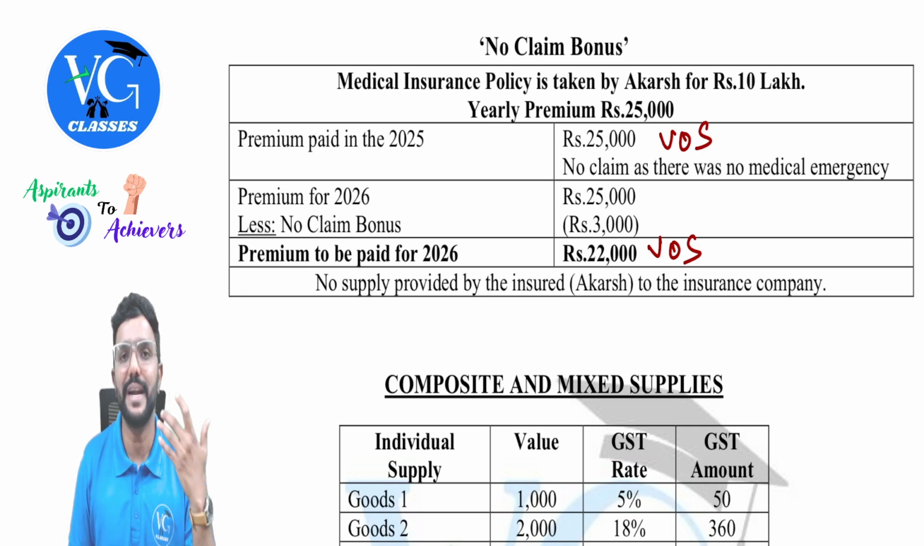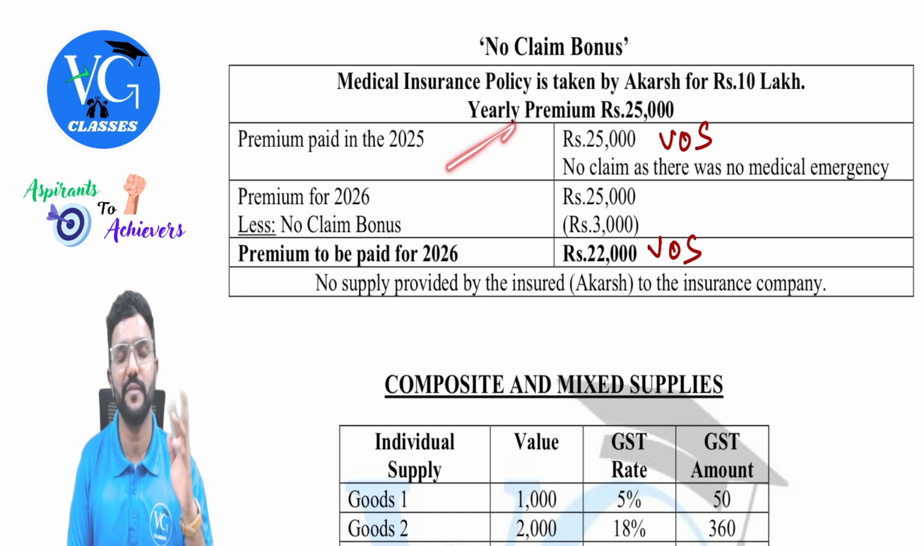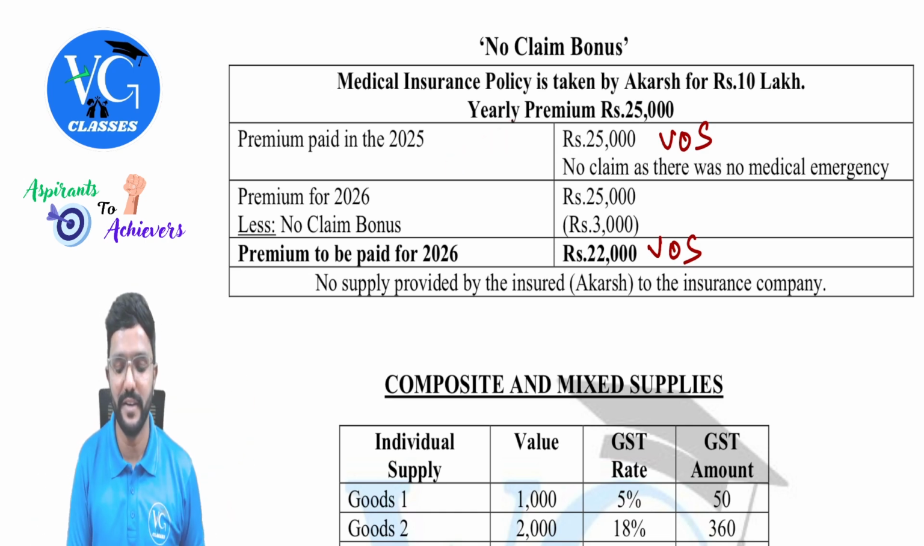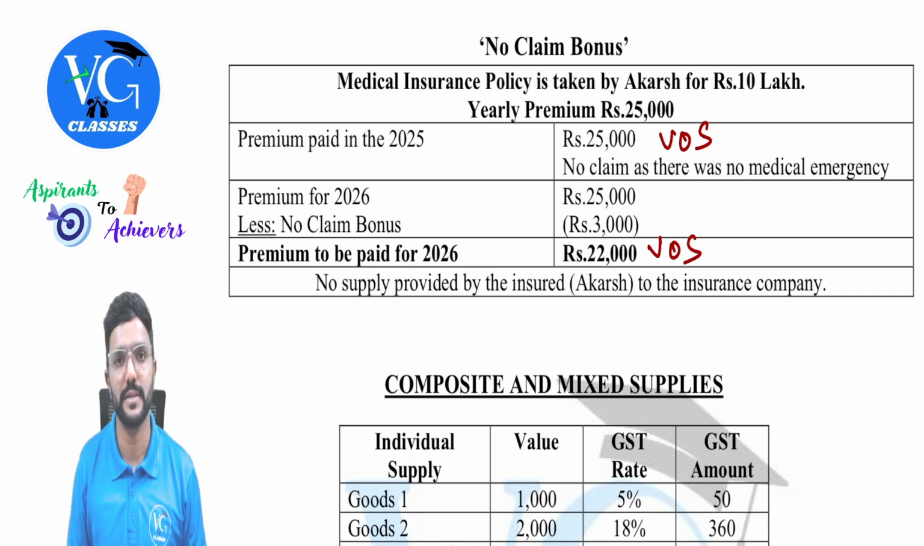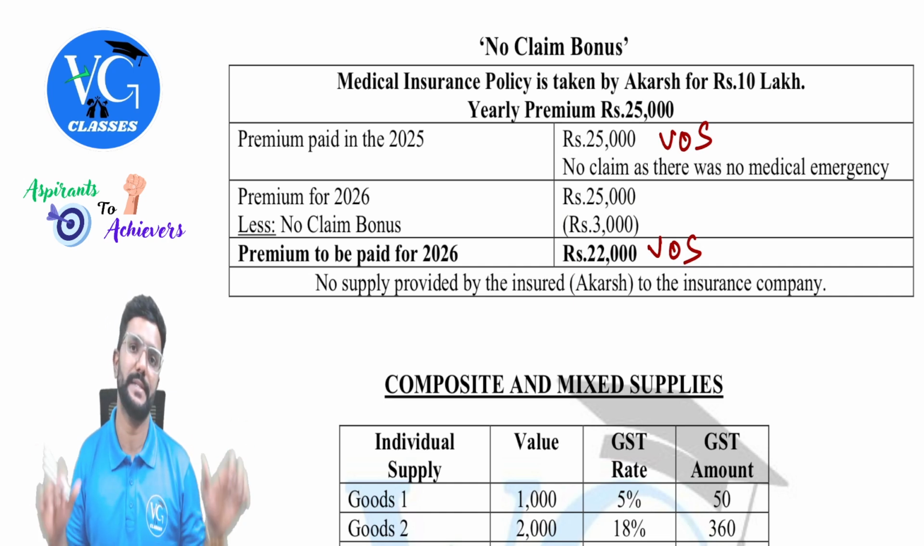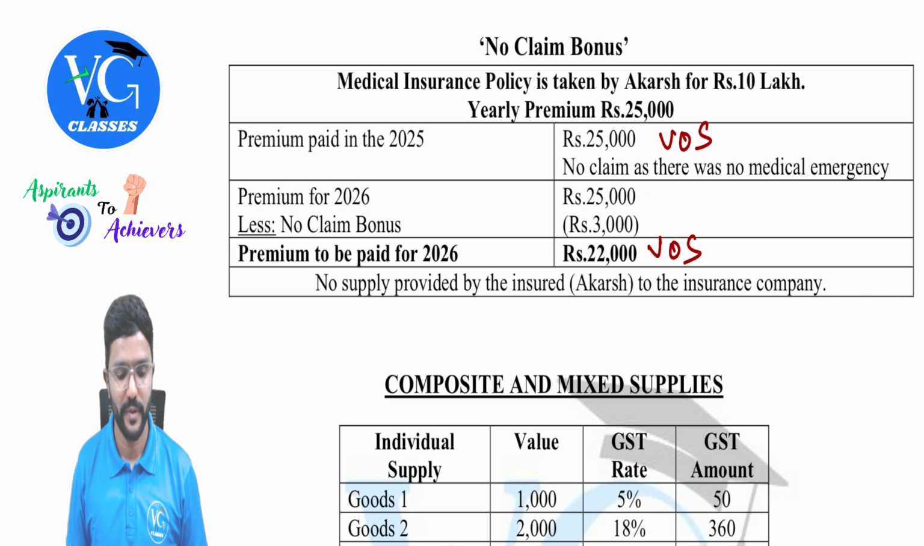So as it was not agreed at the time of taking the policy that Akash will not claim the policy in 2025, for which the insurance company will give a discount. It was not agreed before. Still, the insurance company is offering a discount or no claim bonus. But will it be treated as a supply of services? No, guys. It will not be.